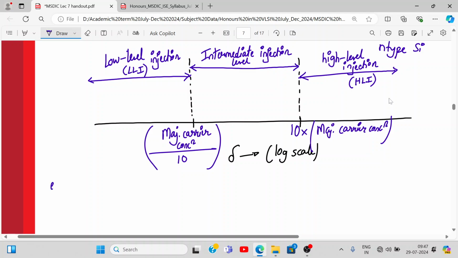Okay, let's take an example. Let's consider n-type silicon. N-type silicon, what are the majority carriers? N0, that is around 10 raised to 18. So what is low level injection over here? Majority carrier divided by 10. So how much will that be?